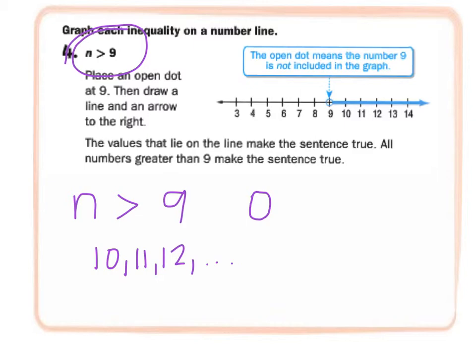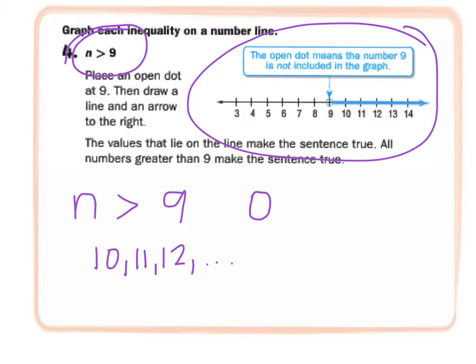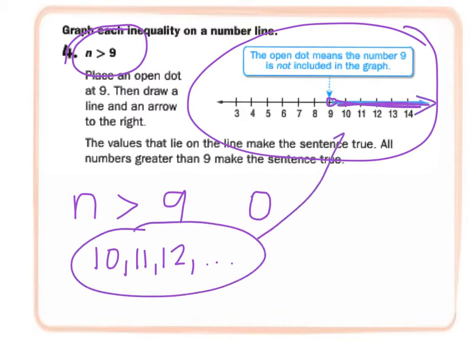So on my number line, what you can see up here is they made a dot at 9, which was open, and then they drew a thicker line to represent all of these numbers, the 10, 11, 12. So based off that graph, I know that it's all numbers greater than 9. And it's open because it's not including 9. It's just all the numbers bigger than 9.